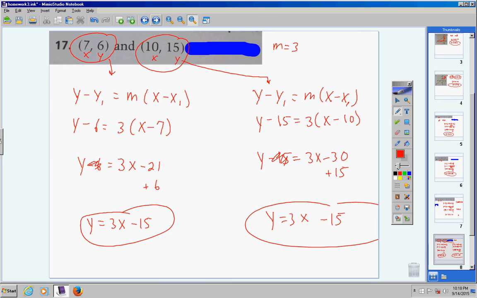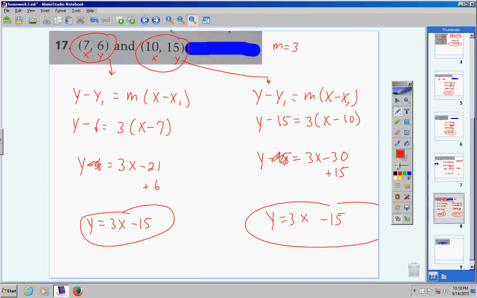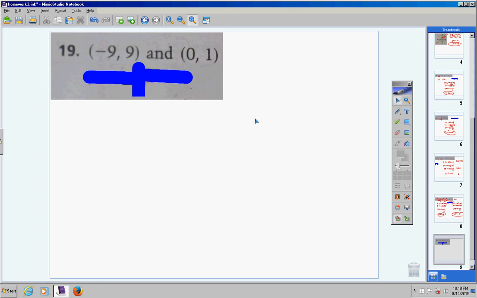Alright, number 19. And I guess we should show you the answers, shouldn't we? There we go. Alright, number 19. Again, we're going to use the formula twice. And if you don't want to watch that, you can always fast forward the video or just stop the video. But I'm going to do this twice, just in case there's any concern by any students about whether or not you can choose, that it doesn't matter which point that you use.